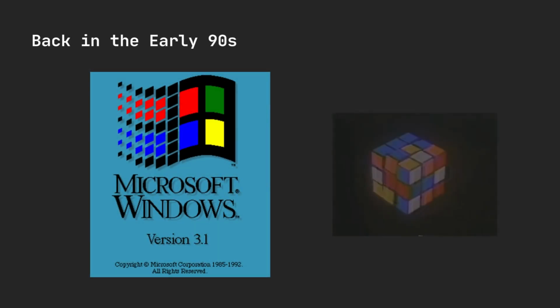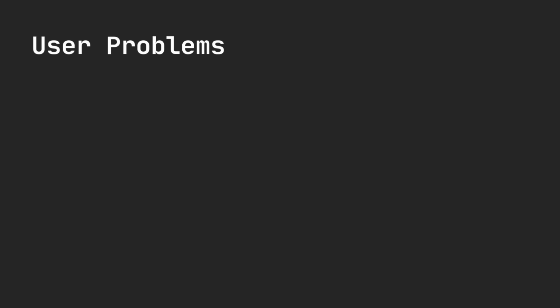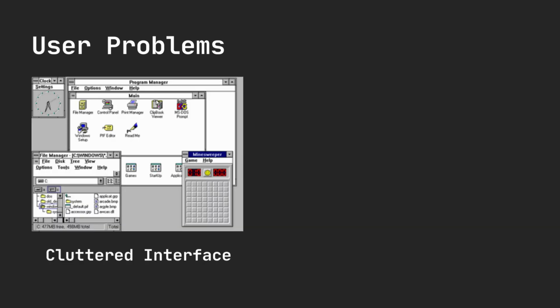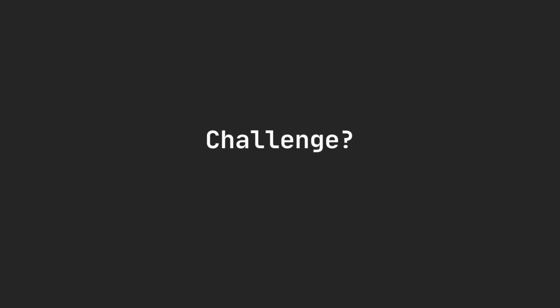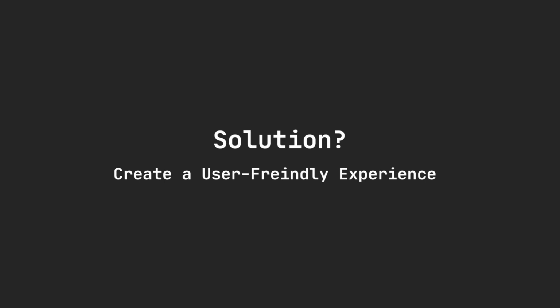Back in the early 90s, using Windows 3.1 was like trying to solve a Rubik's Cube blindfolded. Users faced cluttered interfaces and task difficulty, making simple operations feel like monumental tasks. The challenge: make Windows as easy as pie. The solution: apply HCI principles to create a user-friendly experience.